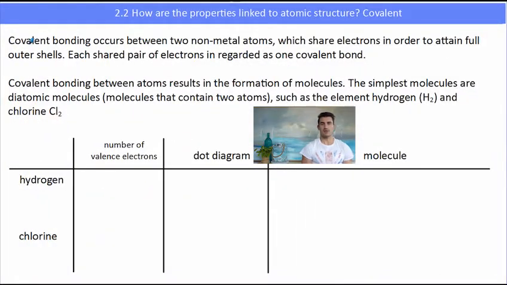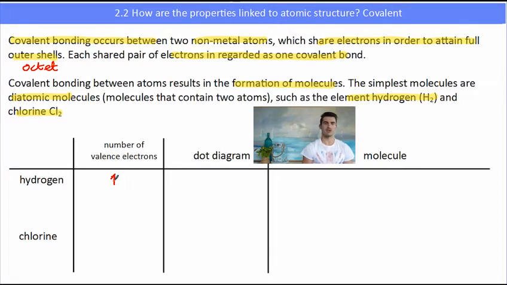So, covalent bonding. Covalent bonding occurs between two non-metal atoms and they share electrons to obtain a full outer shell, which we describe as being an octet. Each shared pair of electrons is one covalent bond. So in one covalent bond we have two shared electrons. Covalent bonding between atoms results in the formation of a molecule. The simplest molecules are diatomic molecules, that is, they contain two atoms. So examples are hydrogen and chlorine.